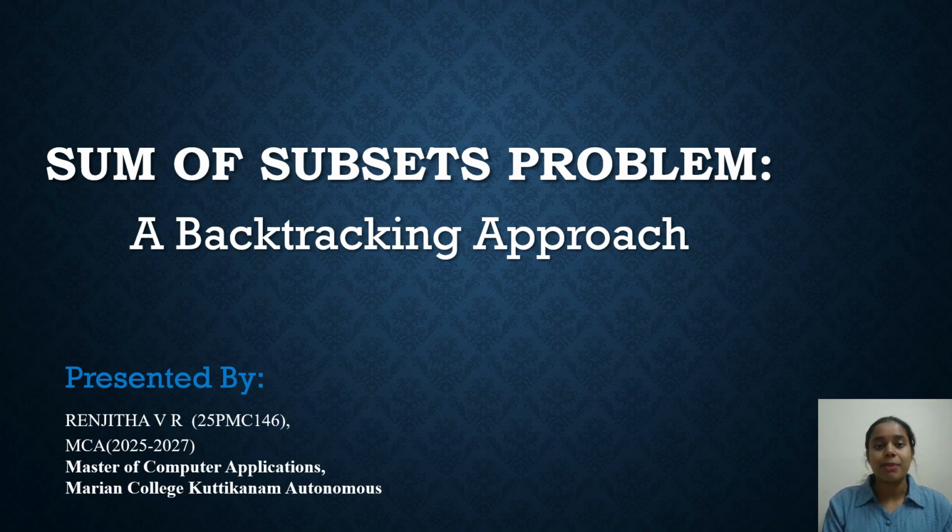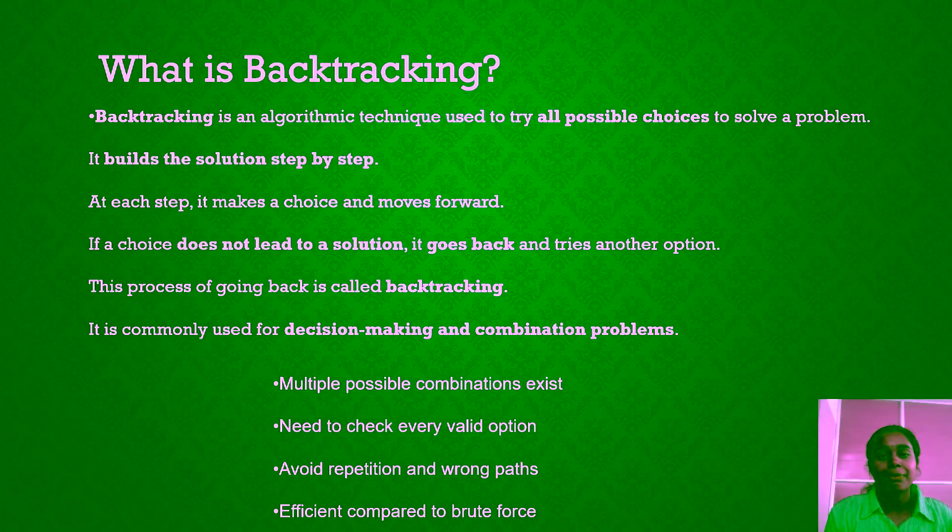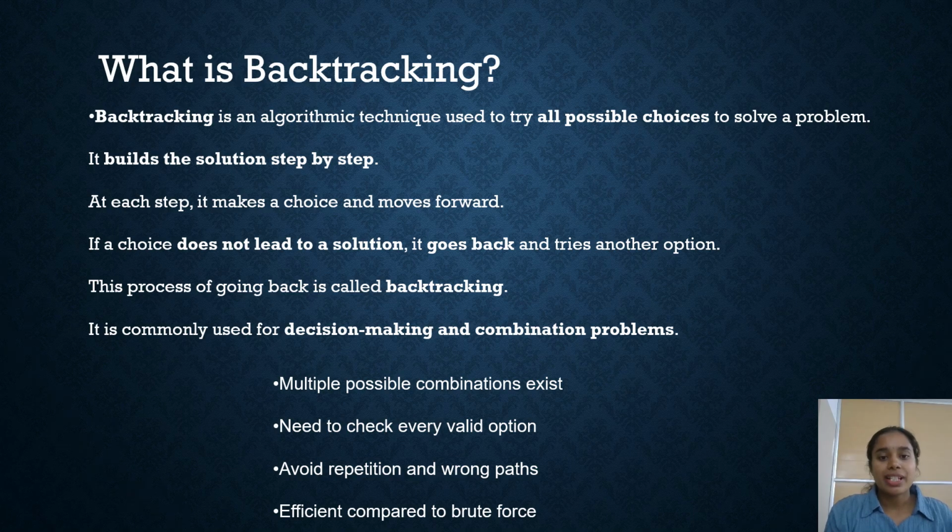Let us check what backtracking is. Backtracking is an algorithmic technique. It tries all possible choices to solve a problem. It is a step-by-step method of solving a problem. At each step, it makes a choice and moves forward. If a choice does not lead to a solution, it goes back and tries another choice. This process is called backtracking.